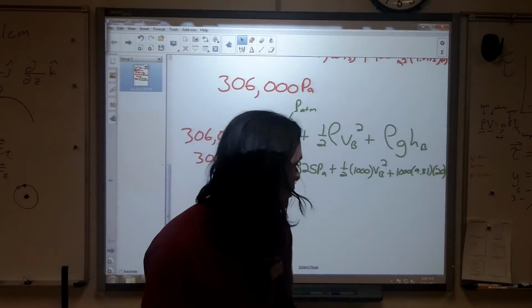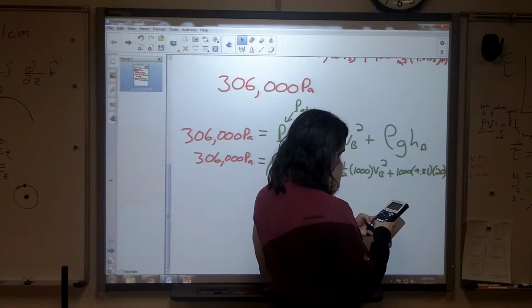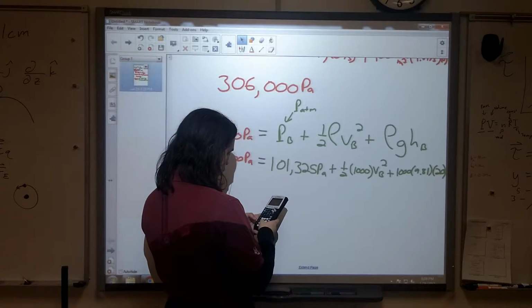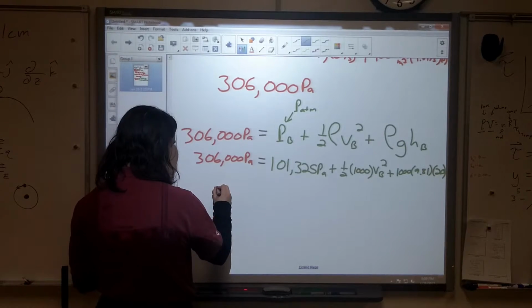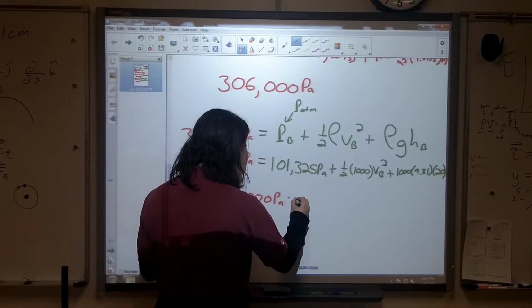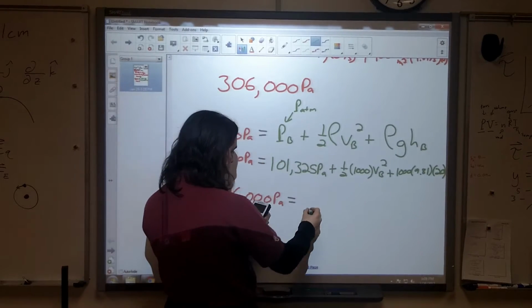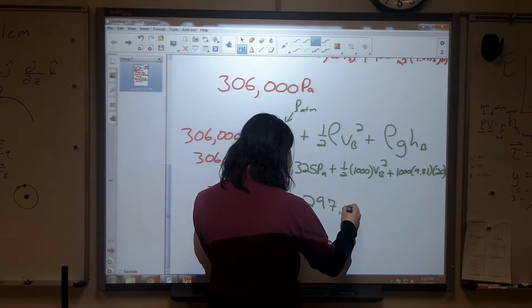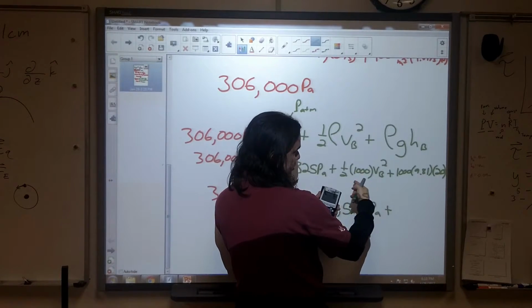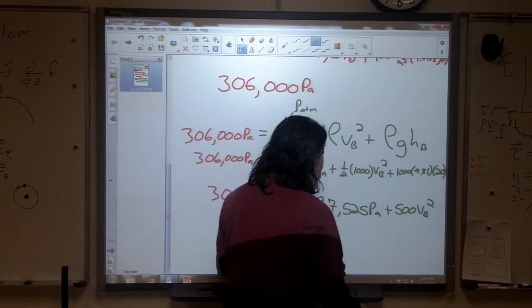Okay, let's run some numbers on this. Over here, I'm going to have 9,810, 1,000 times 9.81 times 20. That's going to be added to 101,325. And I get the following in-between step: 306,000 pascals equals this term plus this term, because those are all numbers, I can find those, 297,525 pascals, plus the term that I can't solve yet, 1/2 times 1,000 is 500 times VB squared.